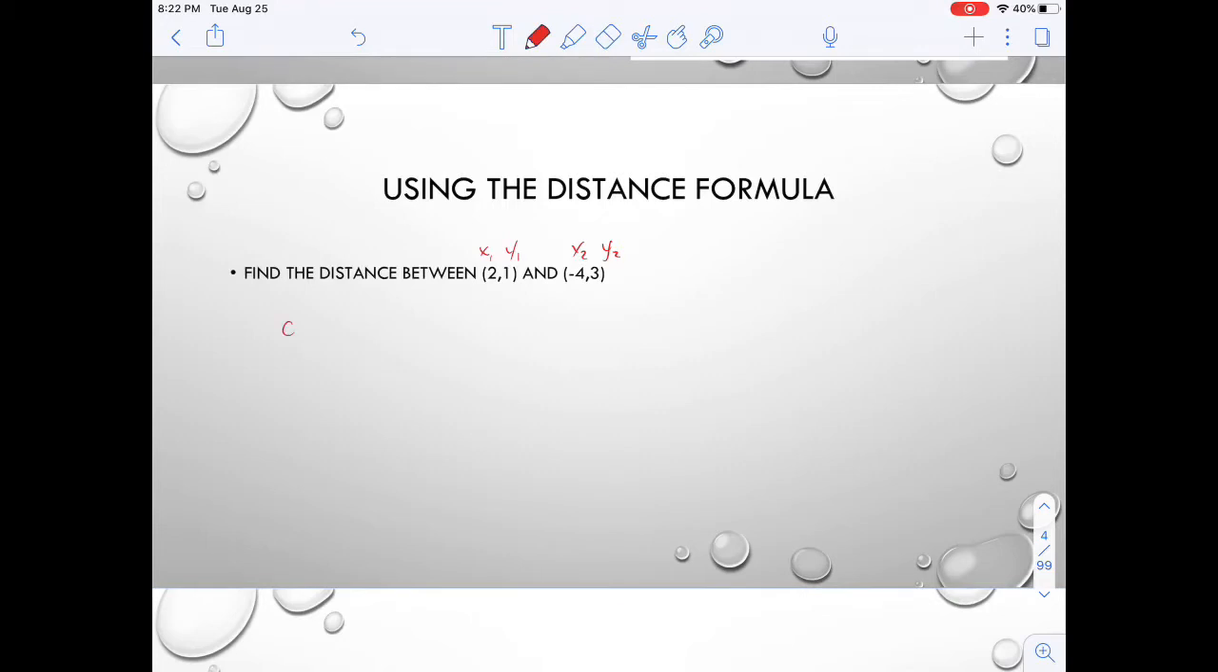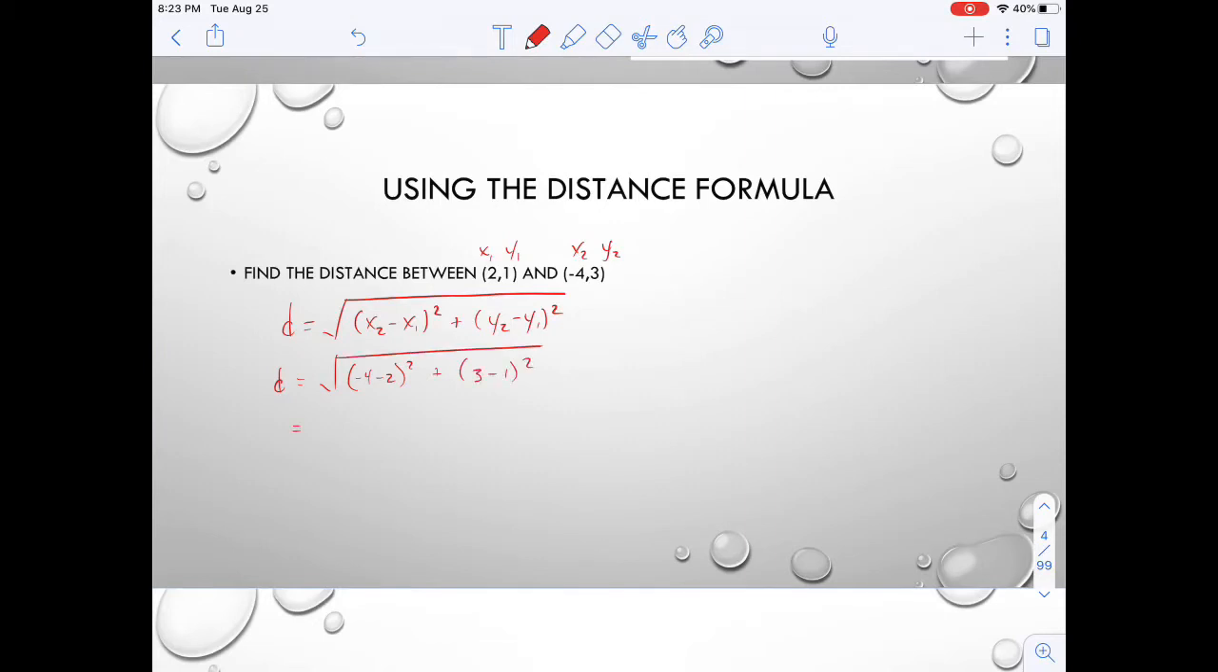So here I have my distance formula, the square root of the difference of my x coordinates squared plus the difference of my y coordinates squared. And again, it doesn't really matter which one you put first and second inside those parentheses, because we're going to square it, so it's going to take care of any negatives that may arise. So when I substitute in here, I'm going to have d equals the square root of (-4 minus 2) quantity squared plus (3 minus 1) quantity squared.